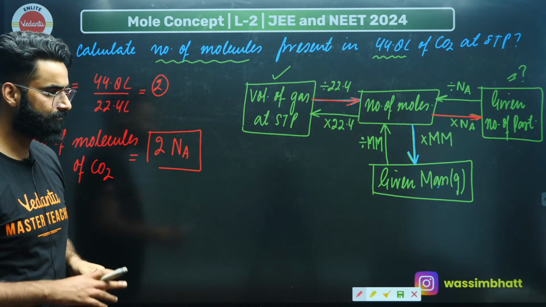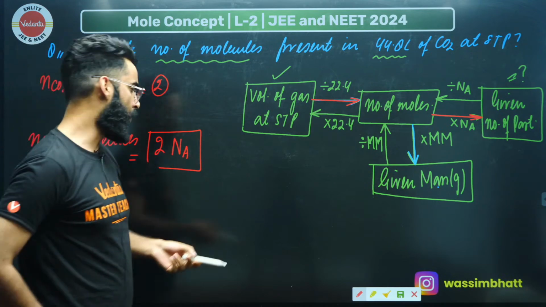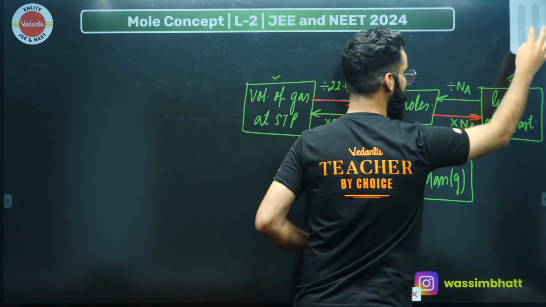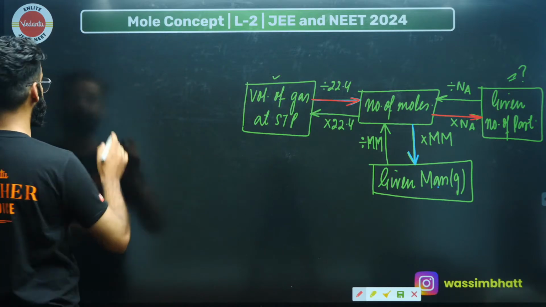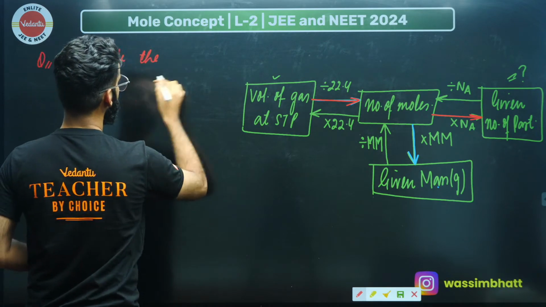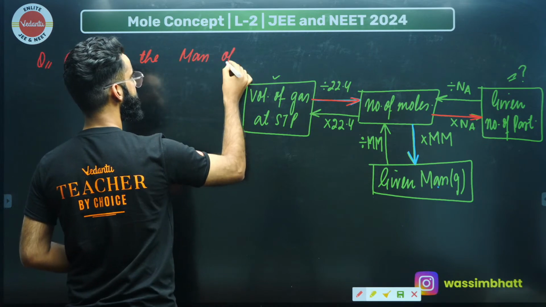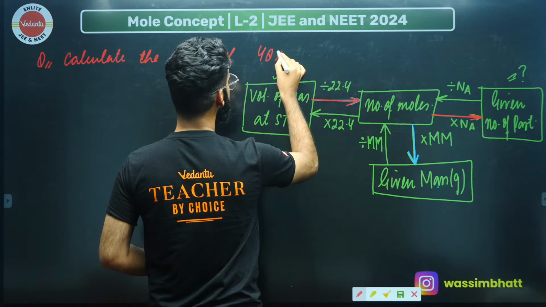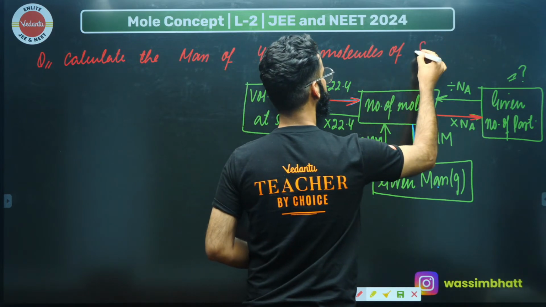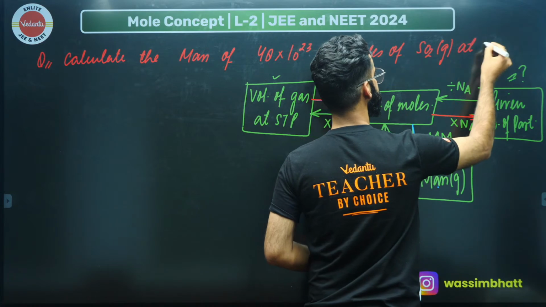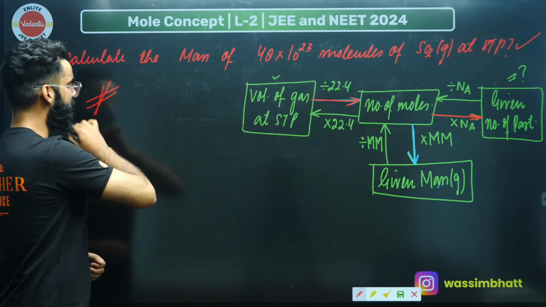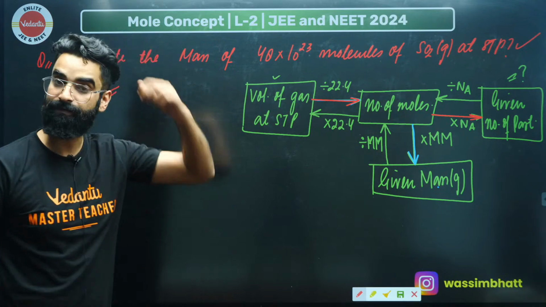Clear to everyone? Wonderful. So I'll be giving you one homework question. Just give that a try, and the rest of the things we shall be discussing in the next session. Let me know its answer in the comment section of the video right after the session ends. The question is like this. Calculate the mass of 48 into 10 raised to power 23 molecules of SO2 gas at STP. This is the homework question. Please do give it a try and let me know the answer in the comment section of this video, right?